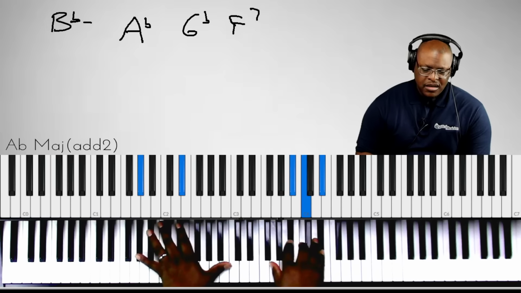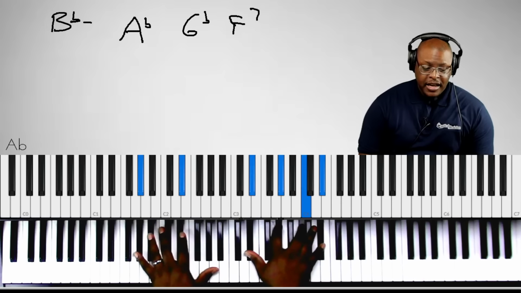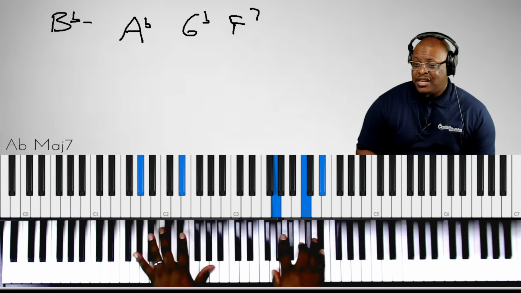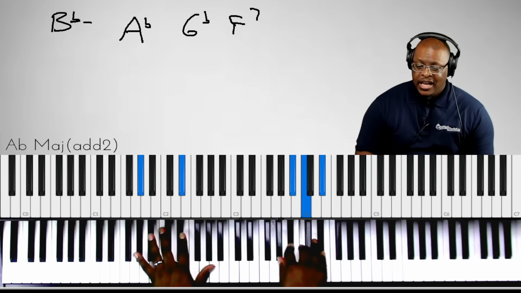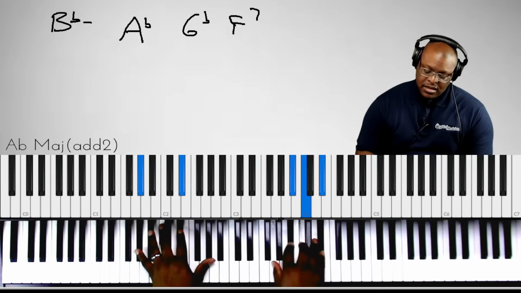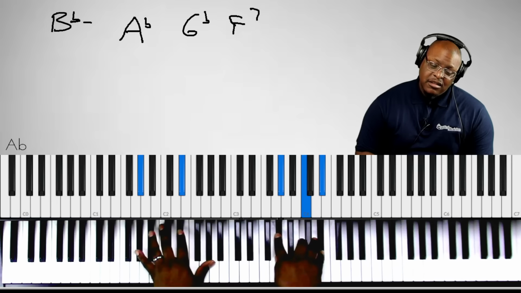What did I do there? I even went out of the key on this A flat. You see this? I went to G, to the major 7, back to the 1. So I had A flat add 2, then I went to A flat major 7, and then it's rounding.